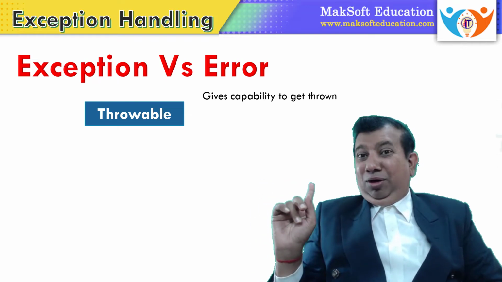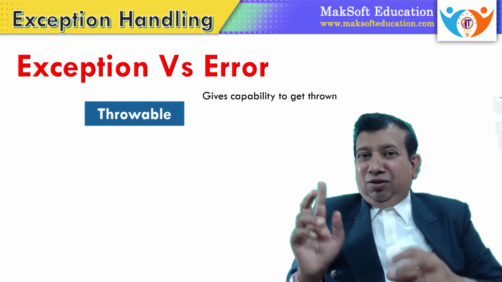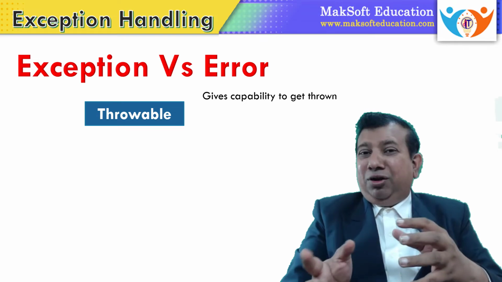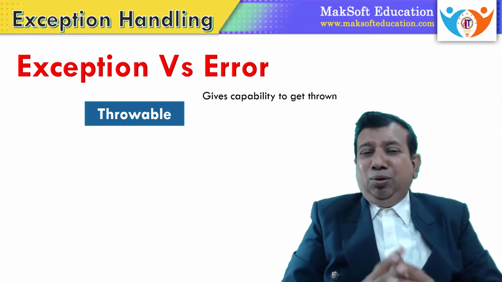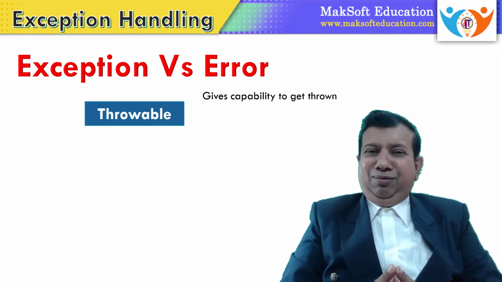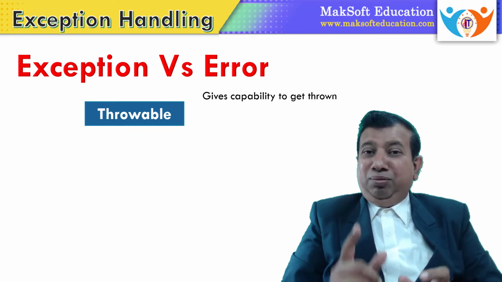Here you can see the throwable class. Throwable class gives the capability to get an object thrown. And only then can we use try, catch and finally blocks, because of the throwable class.